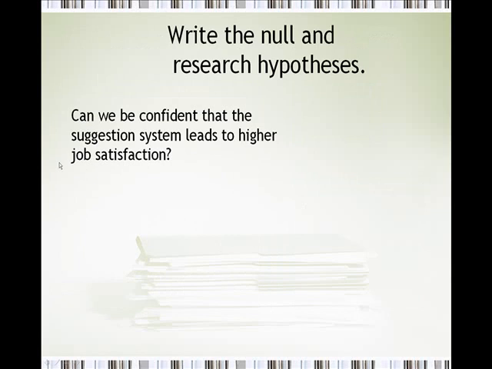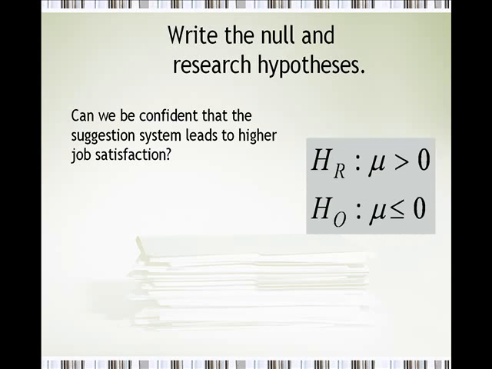So we're going to write our null and research hypotheses. Our research question, if you recall, is, can we be confident that the suggestion system leads to higher job satisfaction? So our research hypothesis is that the population mean is greater than 0. Our null hypothesis then is that the population mean is less than or equal to 0, or of course we could put mu equal to 0 for that null hypothesis.